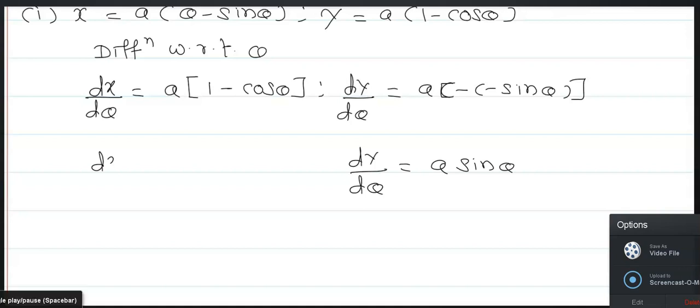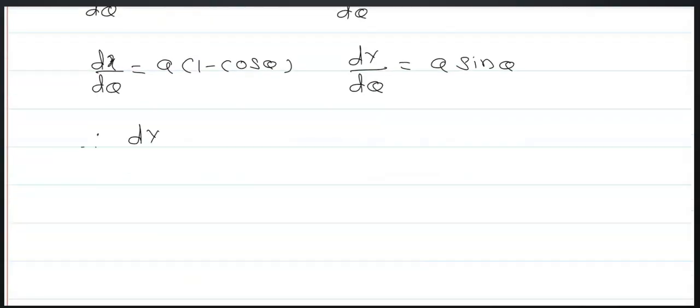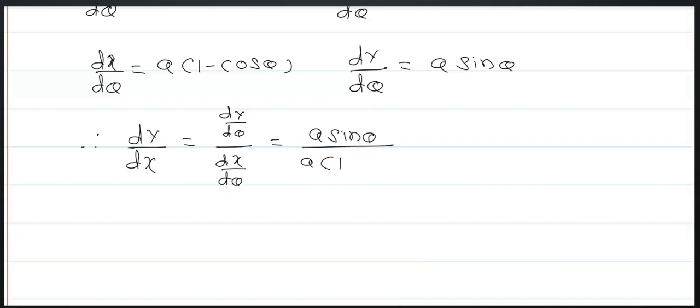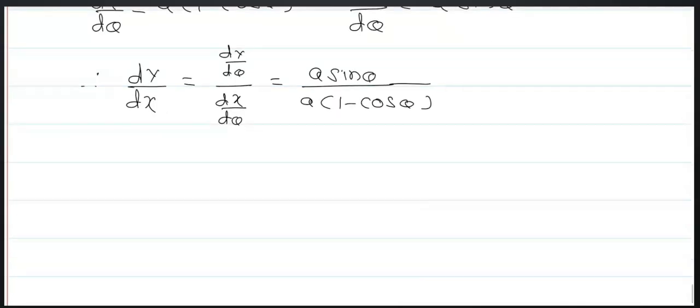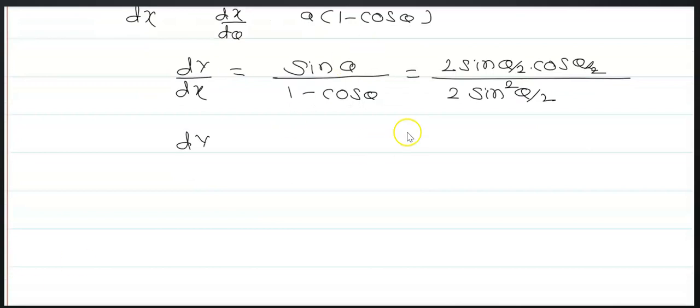We want to find out dy by dx. This dy by dx is equal to dy by d theta upon dx upon d theta, that is a sin theta upon a(1 minus cos theta). This a gets cancelled and you get dy by dx is equal to sin theta upon 1 minus cos theta. Sin theta means 2 sin theta by 2 into cos theta by 2, and 1 minus cos theta is 2 sin square theta by 2. This sin theta by 2 gets cancelled and 2 gets cancelled. Therefore, dy by dx is equal to cos of theta by 2 upon sin of theta by 2, and that is nothing but cot of theta by 2.